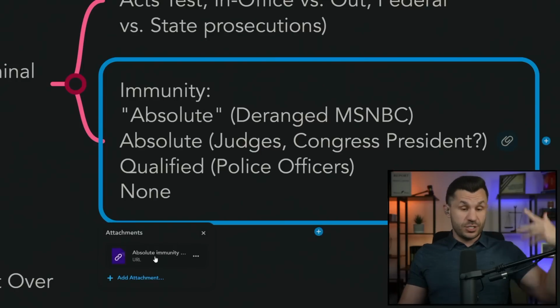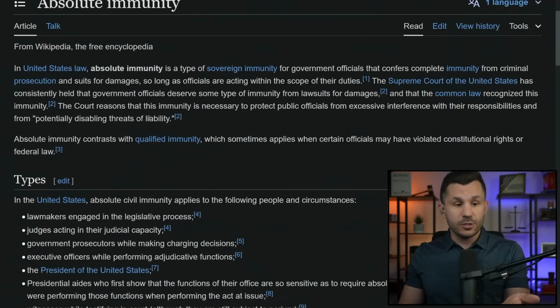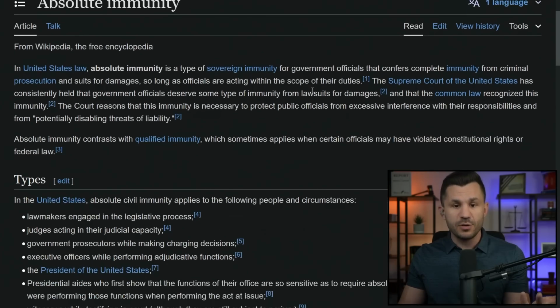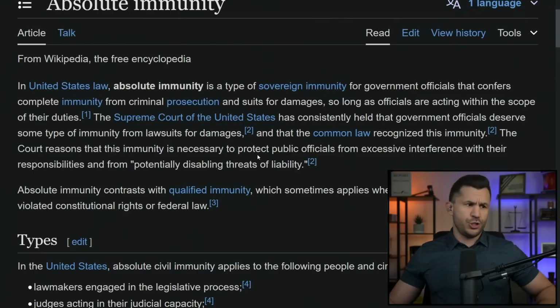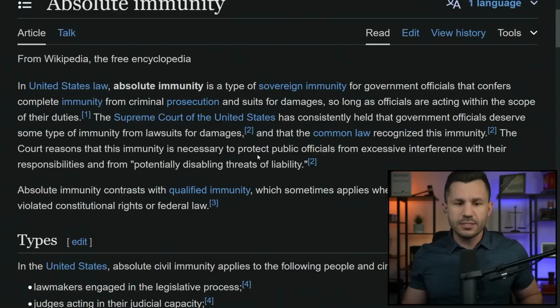And if you want to just see how these things are disambiguated, let's go over to Wikipedia. They've got a brief article on absolute immunity, okay? It is a type of immunity for government officials. It's not just for Trump. We're not making this up, like this is going to be some new thing that we're just going to slap as a sticker on Trump's forehead, right? This is something that exists.